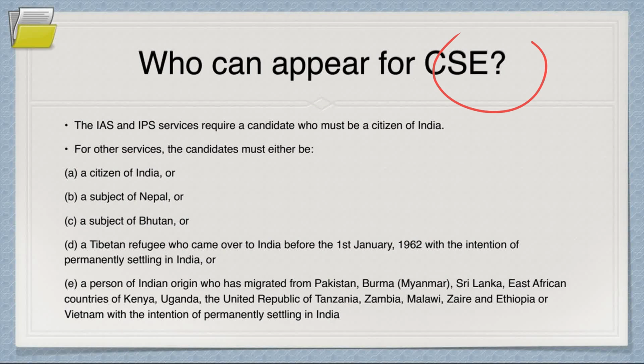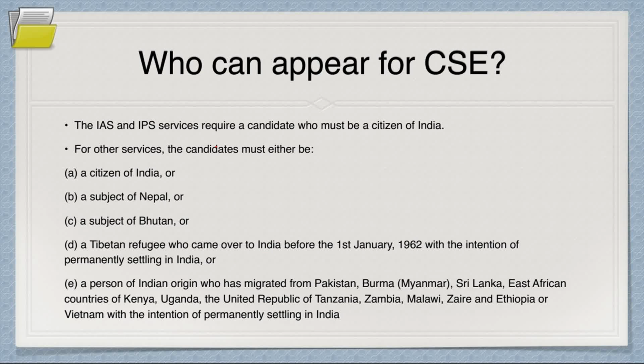So who can appear for the civil services examination? Let's see this question. IAS and IPS services require a candidate who must be a citizen of India. So anyone who is not a citizen of India cannot become an IAS or IPS officer, period. You have to become a citizen of India first. For other services, however, which are 20 plus services, the candidates must either be a citizen of India, a citizen of Nepal or Bhutan, or a Tibetan refugee who came over to India before 1st January 1962 with the intention of permanently settling in India.